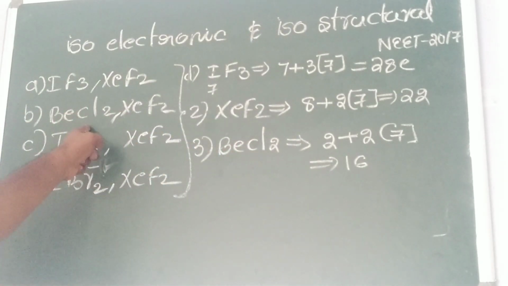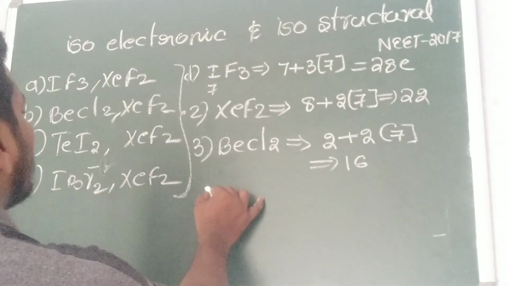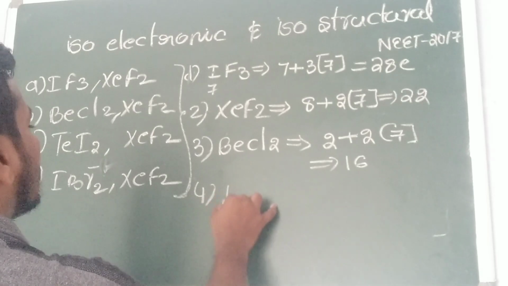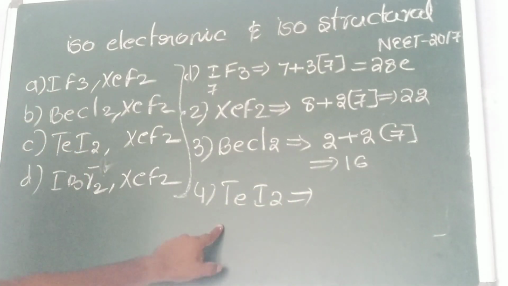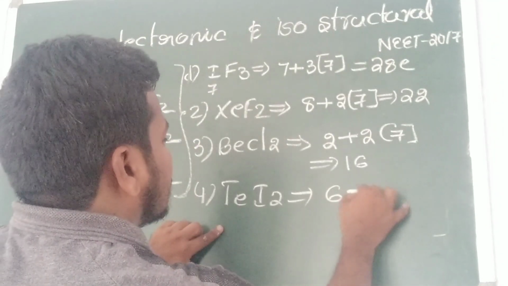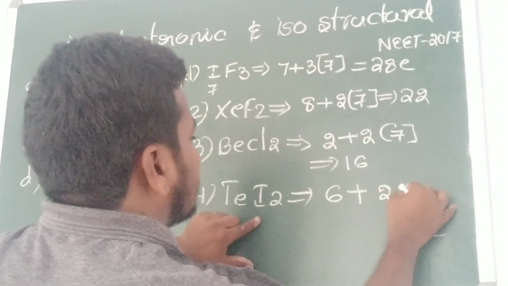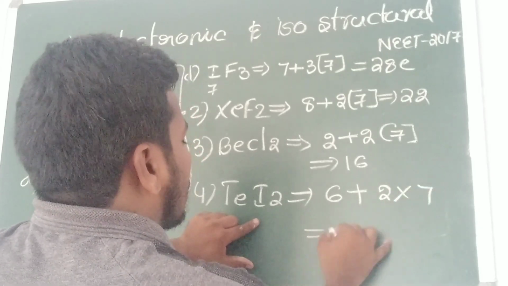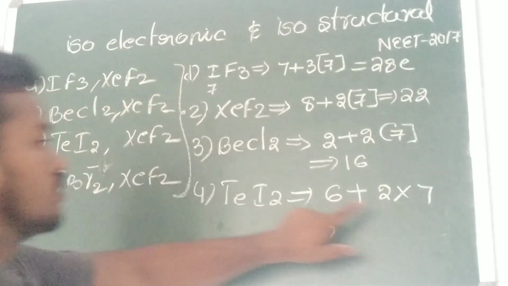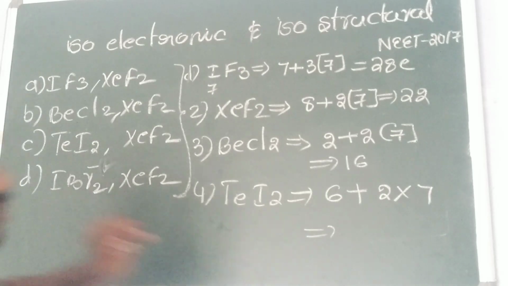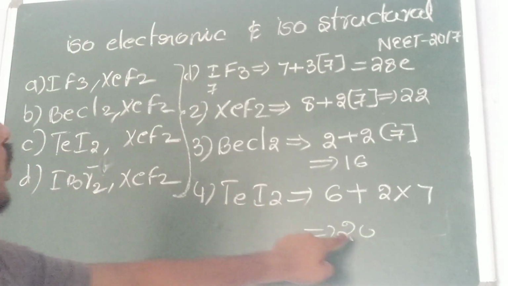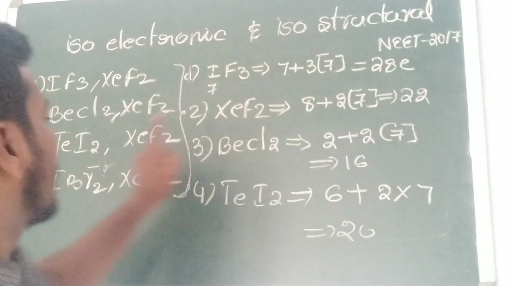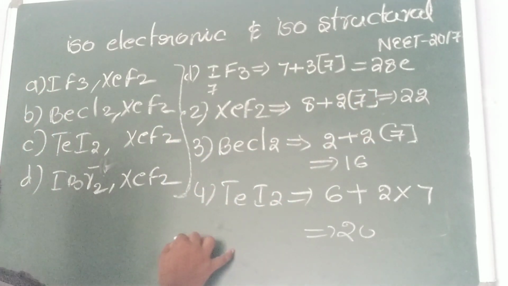Next, option C: tellurium iodide. Tellurium is in the oxygen family, so it has 6 valence electrons, plus 2 iodines, so 2 into 7. We get 20 electrons for TeI2. So TeI2 has 20 electrons and XeF2 has 22 electrons. These do not have similar numbers of electrons, so option C is also wrong.